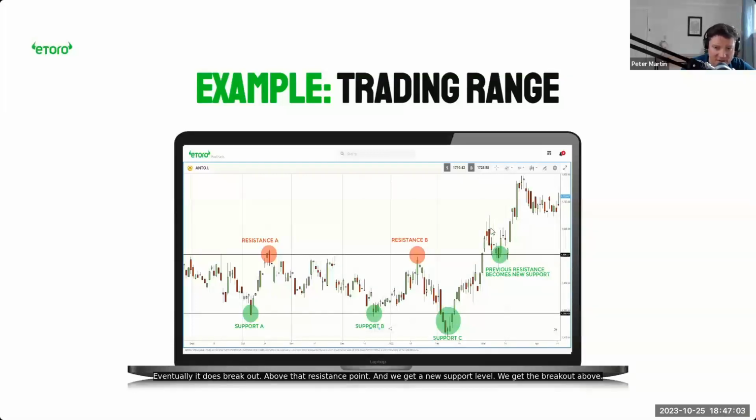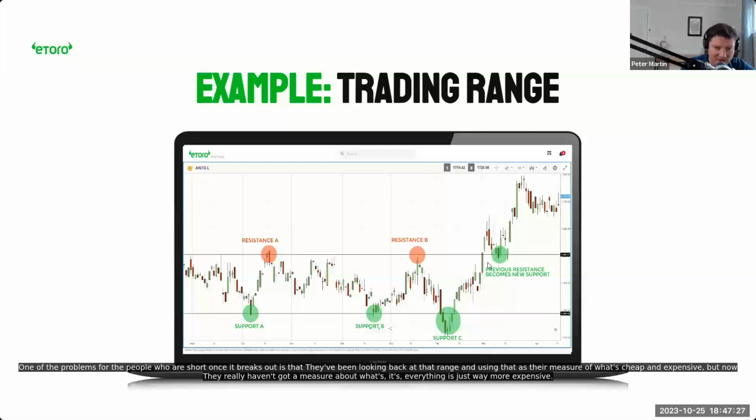We get the breakout above, and when it draws back, this is sort of the general idea of technical analysis, that previous resistance becomes new support, or previous support can become new resistance if it was the other way around. And we see that the support now comes in at that resistance level before the market pushes higher.